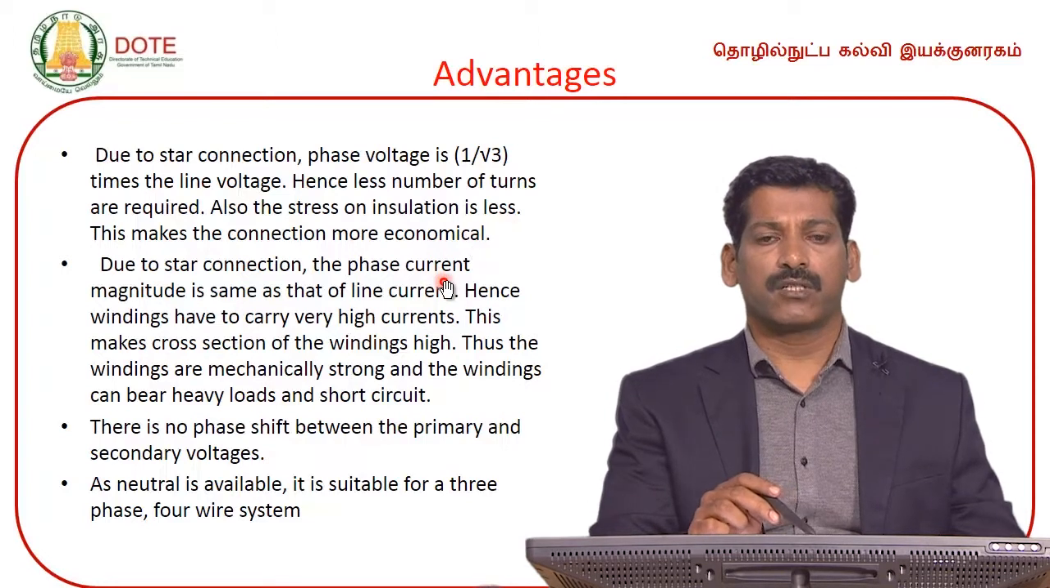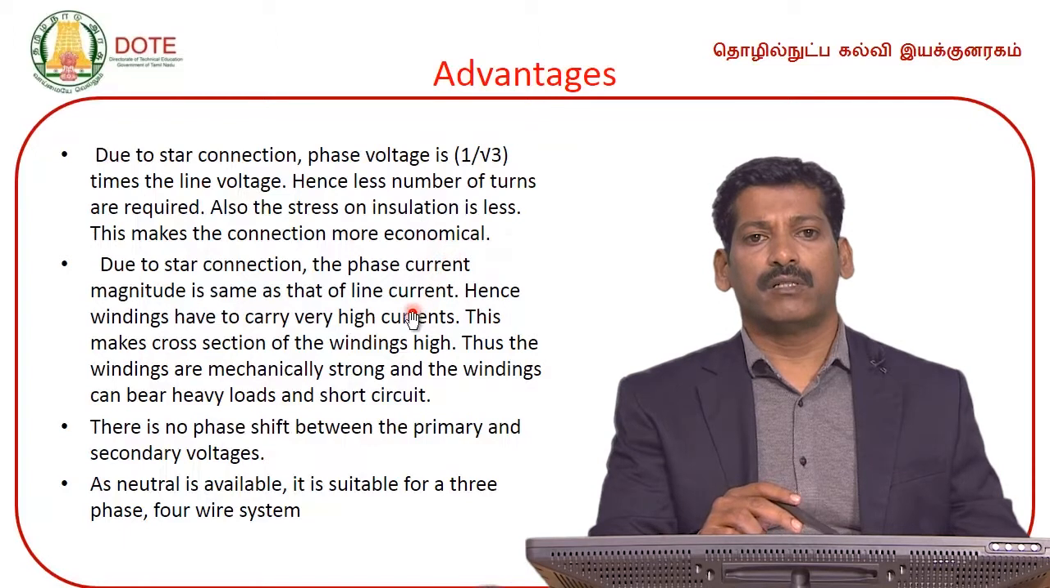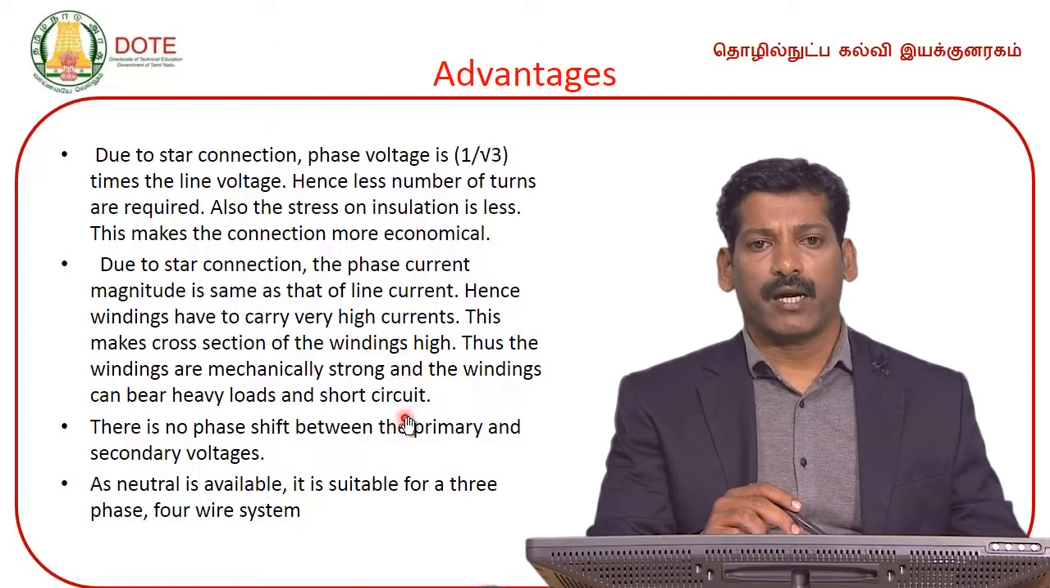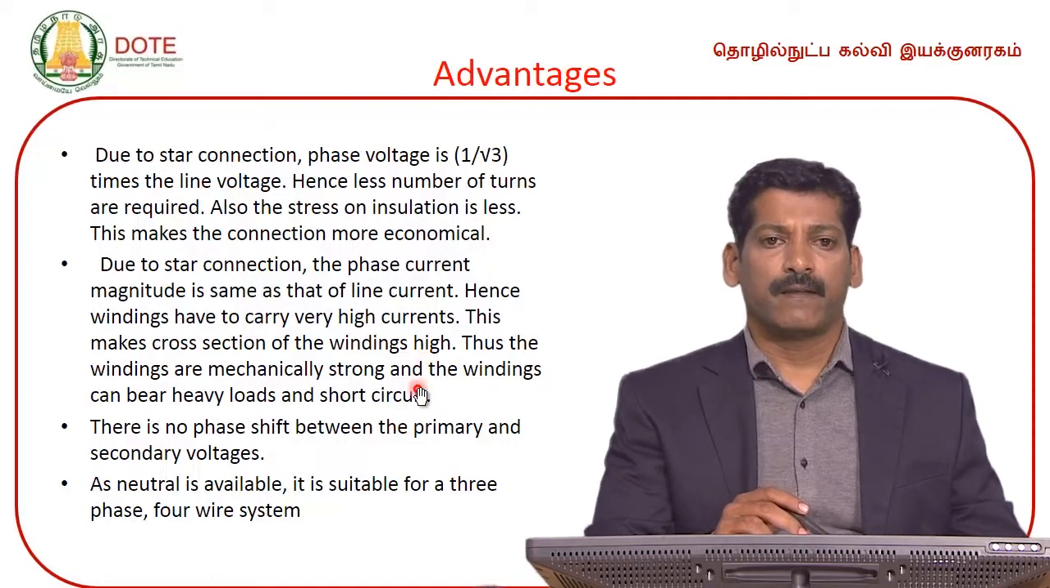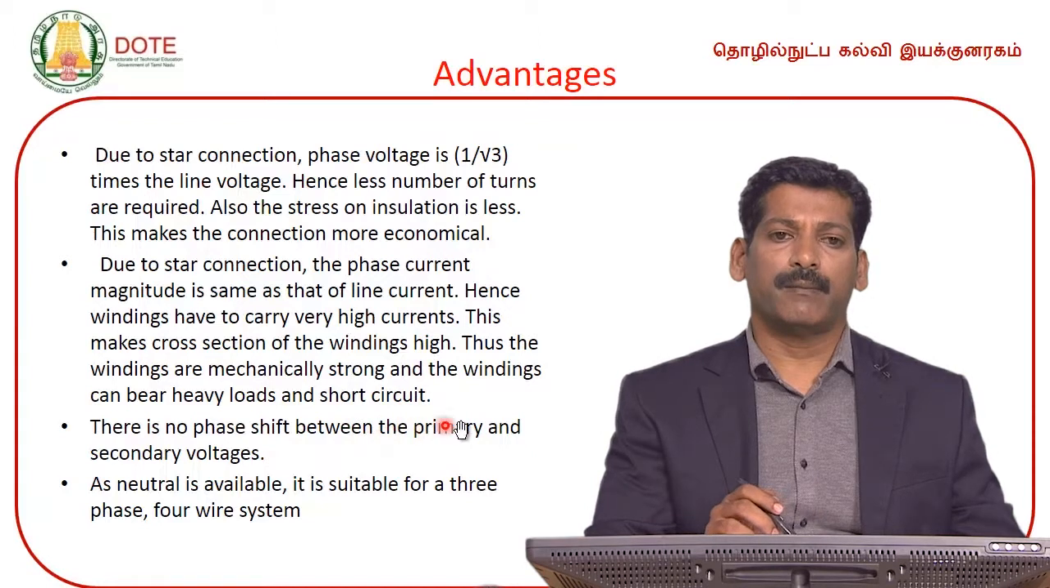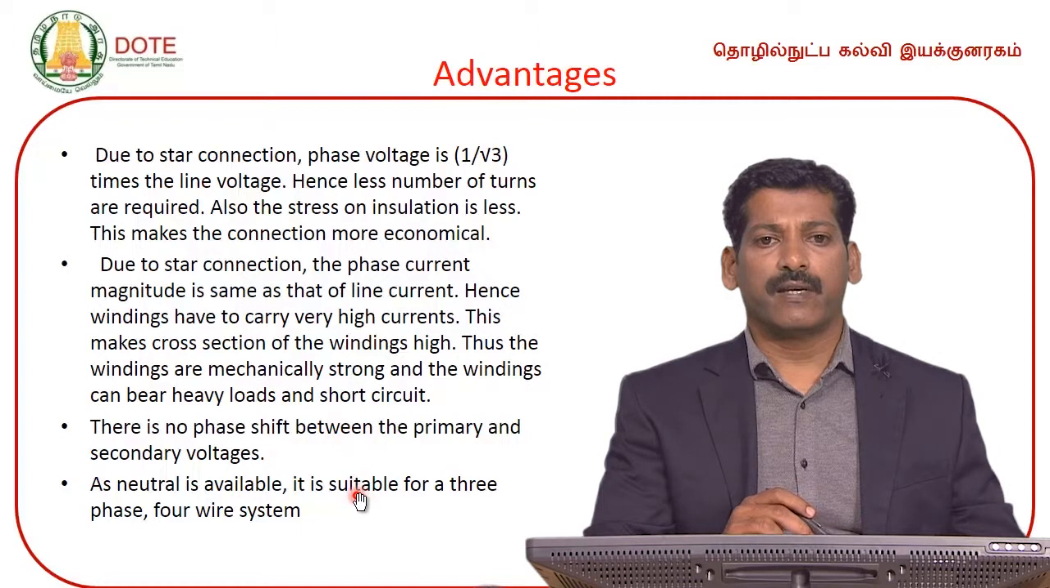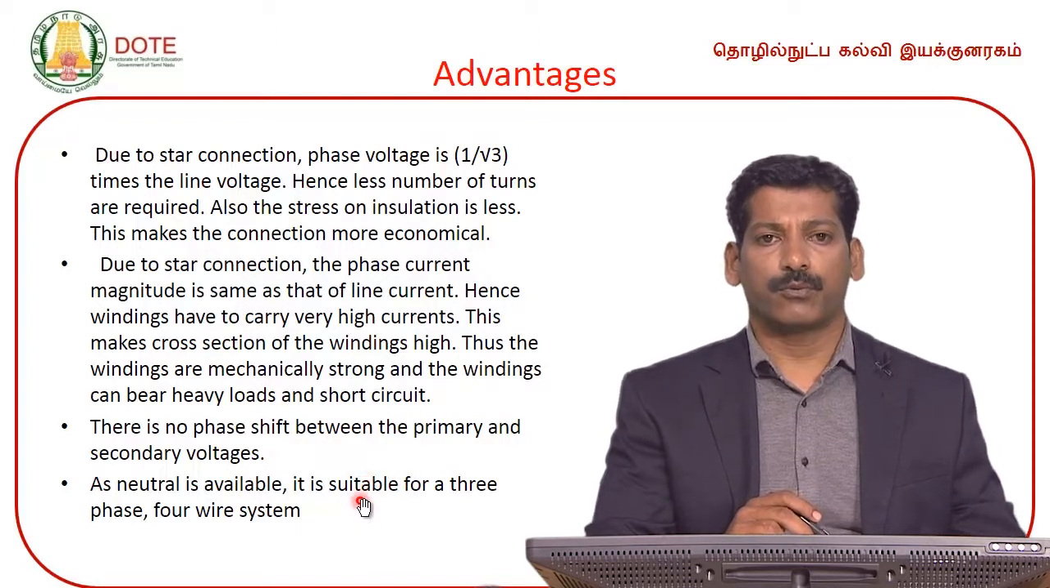Due to star connection, the phase current magnitude is the same as that of the line current. Hence, the windings have to carry very high currents. This makes the cross section of the windings very high. Thus, the windings are mechanically strong and can bear heavy loads and short circuits. There is no phase shift between the primary and secondary voltages. As neutral is available, it is suitable for a 3-phase 4-wire system also.